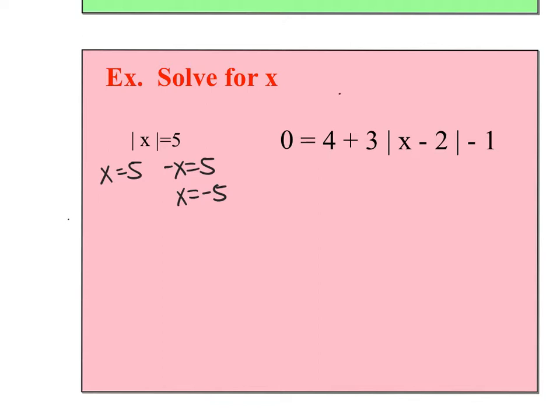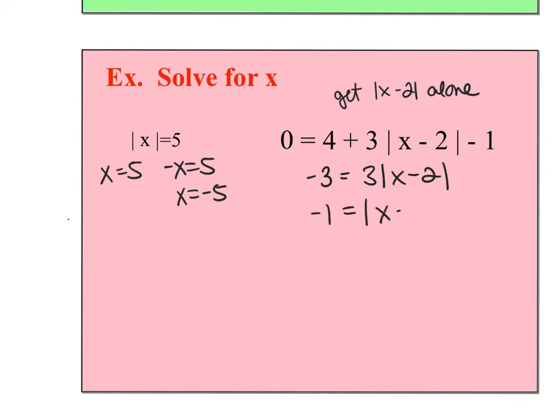And then on this side, I want to get the absolute value of x minus 2 alone first before I set up the two cases. So we are going to subtract, I guess 4 minus 1 is 3. So I'm going to subtract 3, divide by 3, and then set up the two cases.